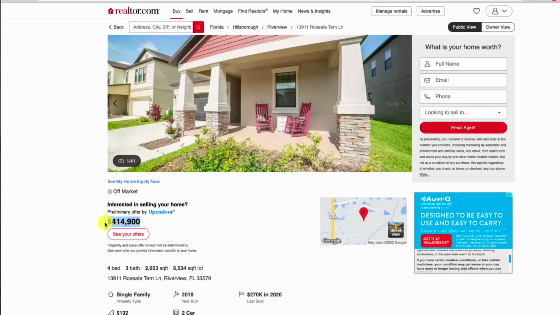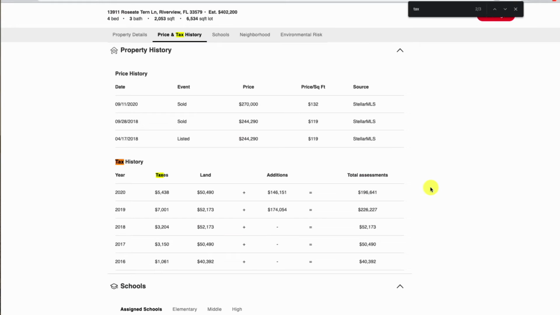So here, the listed price. Imagine that that was there and it was on market. Then I also looked to see what the square footage was, as well as what the tax history was. Then I ultimately compared this listing to other similar listings to see what the rent was going for.